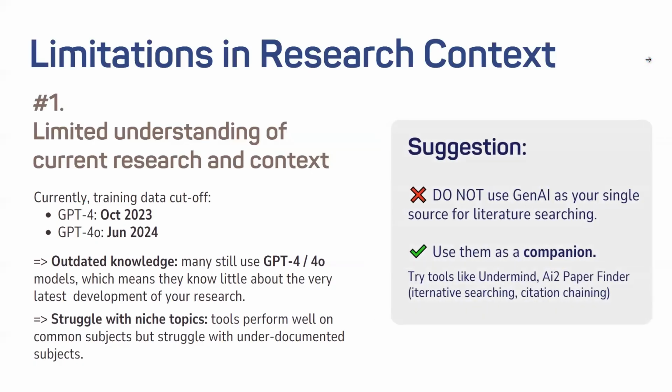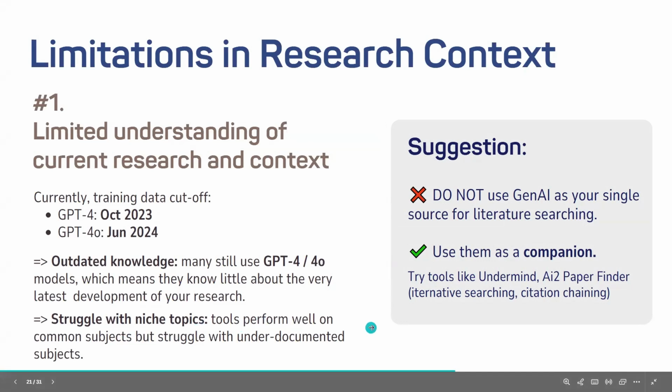Limitations. We mentioned a lot of what these tools can do, okay? So this part is about what are their limitations, what we have to be aware of, okay? First of all, as I mentioned, many of these tools, they have a cutoff date. Many of these large language models, for example, GPT-4 currently still to 2023, GPT-4o 2024, and they may not have the understanding of the latest research, okay? Latest 1 year, right? And sometimes they struggle with the niche topics as well, okay?